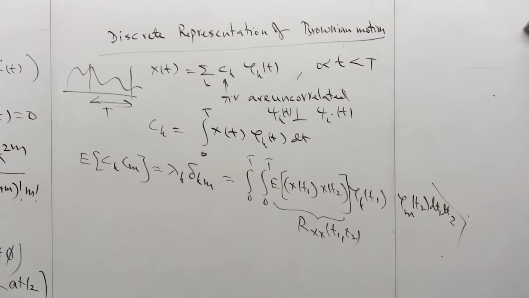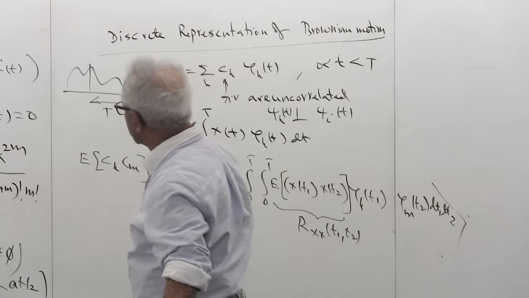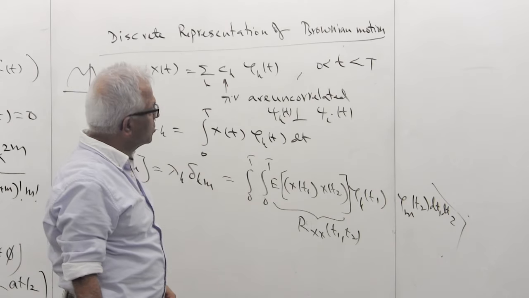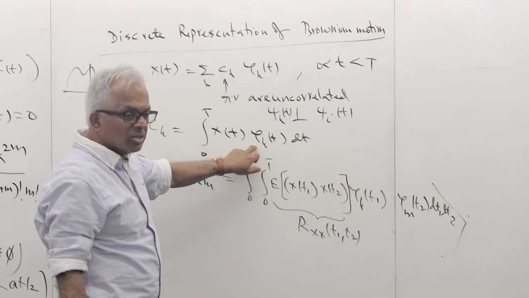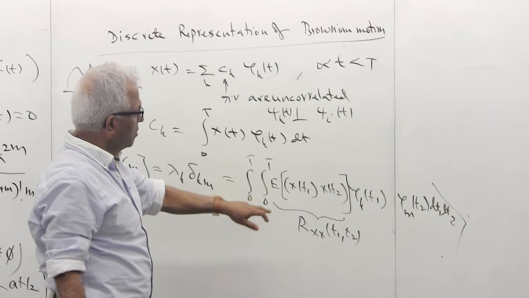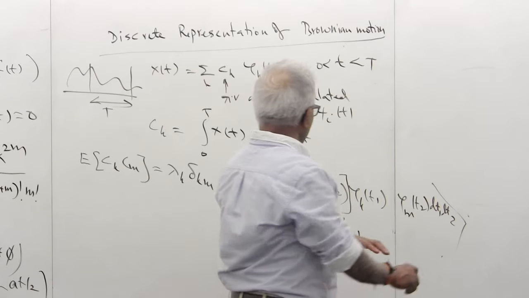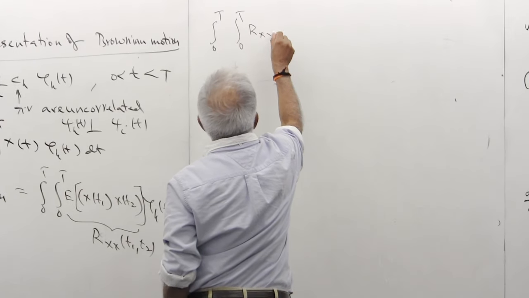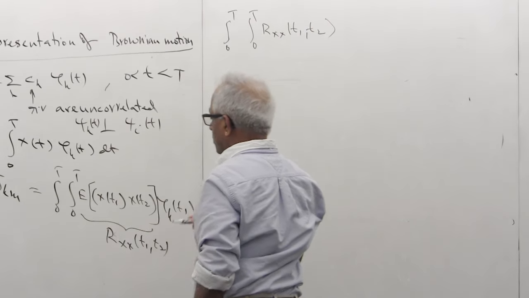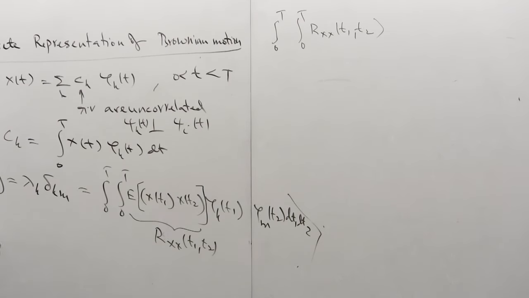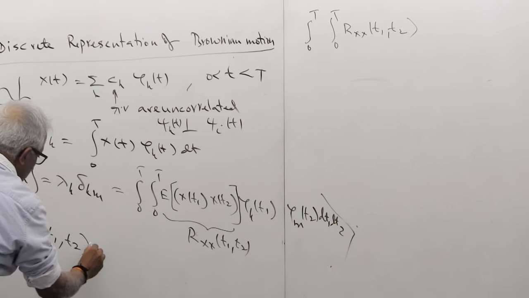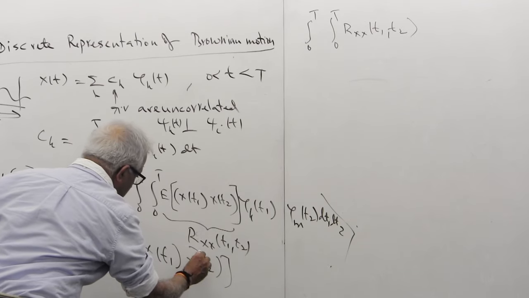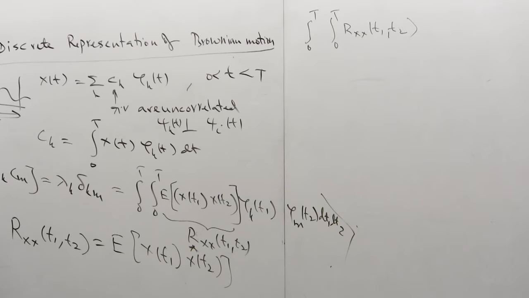So if you want to approximate, in real practice, a stochastic process over a desired time, it needs to be represented using a set of discrete values. This is the way to go. The catch is you can't use any functions to discretize them. You will have to use these functions. So if I simplify this a little more, this equation now reads Rxx(t1, t2). Remember, Rxx(t1, t2) is the autocorrelation function. So this has non-negative definite properties and so on.